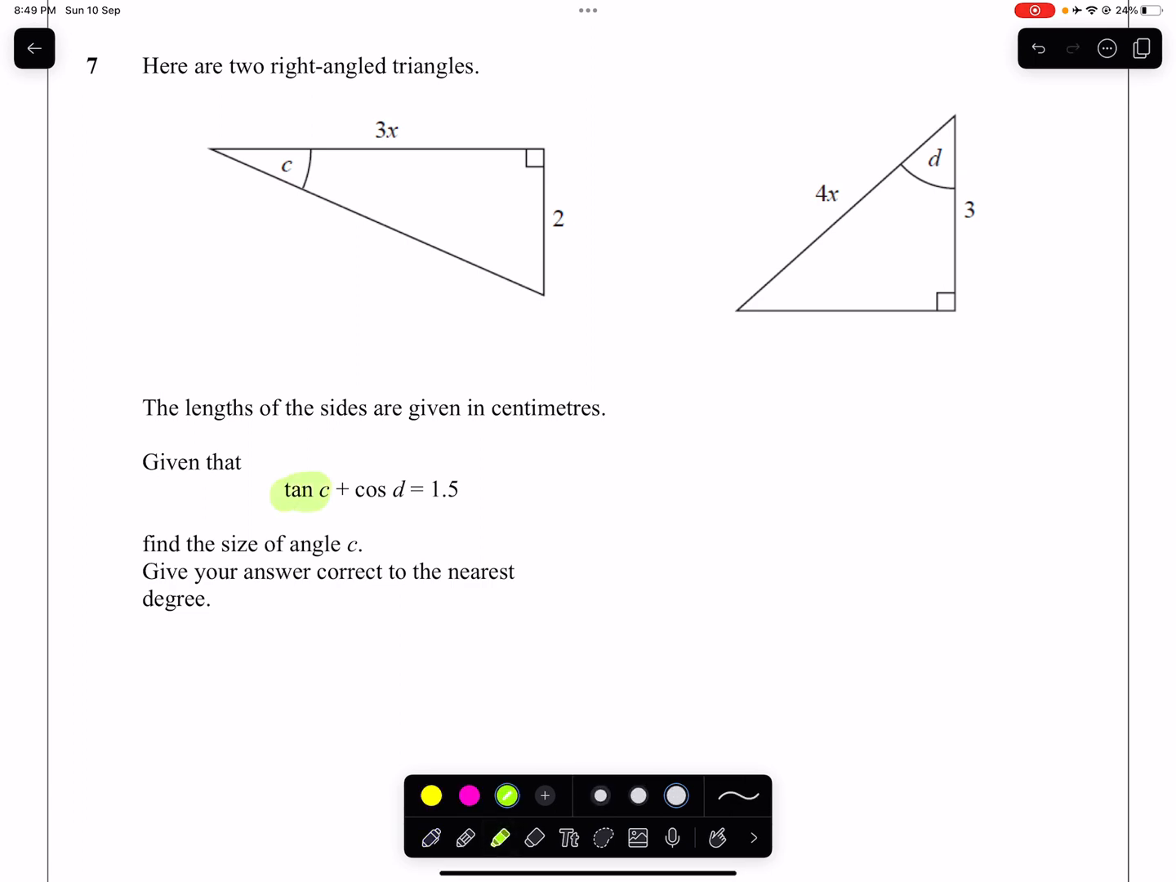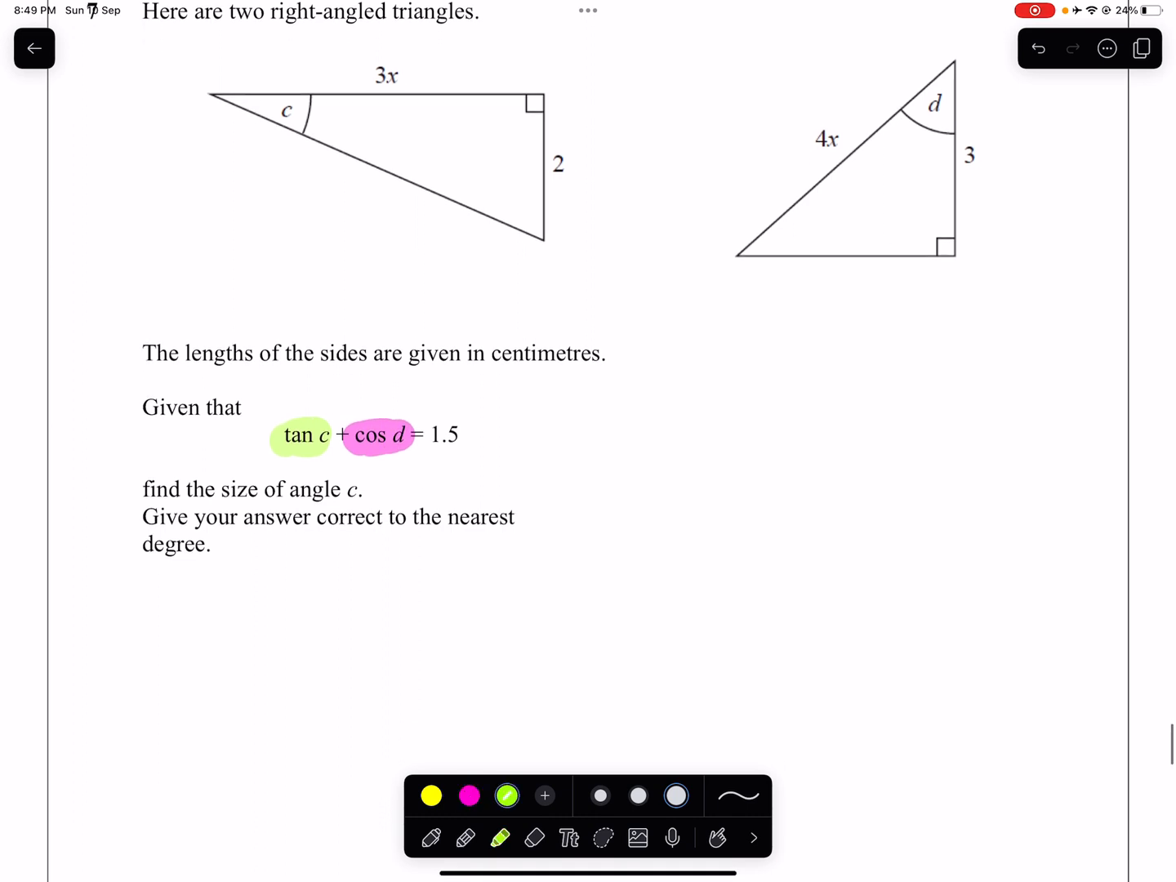Tan of C plus cos of D equals 1.5. So this tan of C and this cos of D are obviously going to be to do with the fact that we have those triangles. So let's actually look at those triangles and figure out what tan of C is and what cos of D is. Tan of the angle is the opposite over the hypotenuse. Nope, opposite over the adjacent.